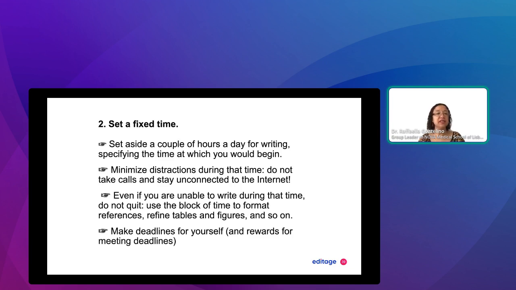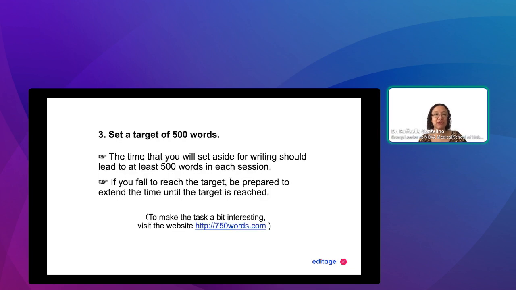So in case you don't feel like writing the introduction or a specific section, try to do something that might be complementary, like for instance refining tables and figures, or providing more references, or even doing the abbreviations list and so on. And then make deadlines for yourself, because remember that any time you accomplish a deadline, you feel a feeling of reward for having met that deadline, and this is also helping you out with the writing.